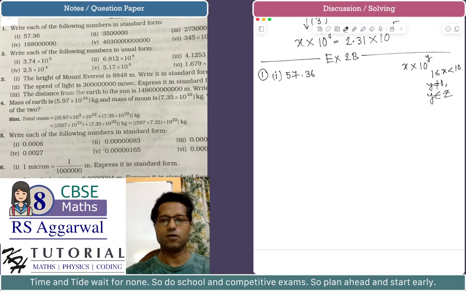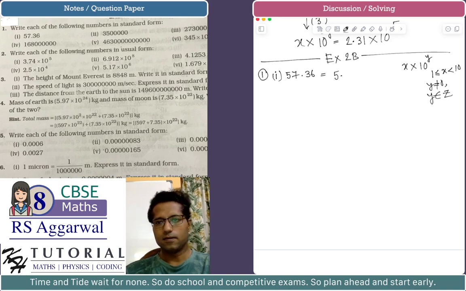So this is the standard form. Now this is a very trivial example. You can clearly say that you can put the decimal point, you can shift the decimal point to the left hand side.